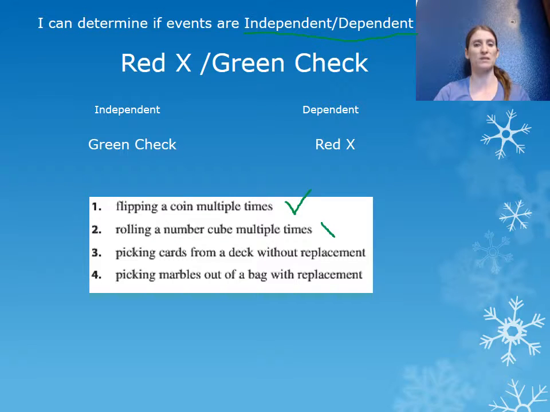Rolling a number cube multiple times, still independent. Nothing's changed on the cube, number cube, which is also a dice. Okay, picking cards from a deck without replacement. Oh, there's our word, without replacement. So now it's going to affect what's going to happen the second time because now I've taken one less card out. Okay, picking marbles out of a bag with replacement. Well, if I'm going to put it back in, it's not going to affect what happens the second time.